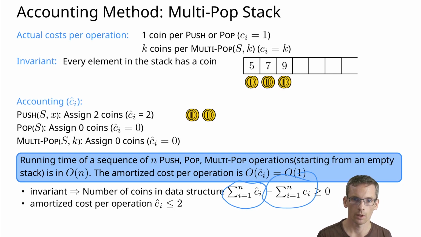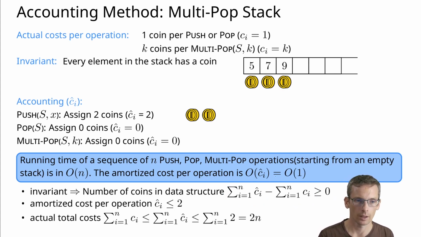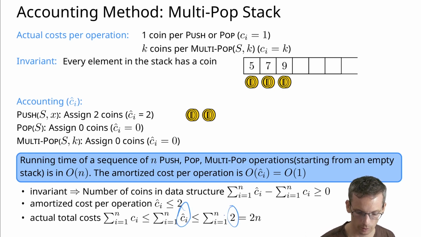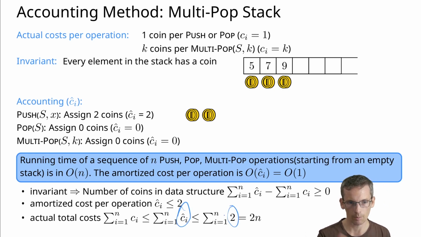Additionally, we know that the amortized costs are bounded by 2. I mean, they're 0 or 2, so they're bounded by 2. So if I put this together, the sum of the actual cost is bounded by the sum of the amortized cost, which I can bound by 2. Then I have a sum over n 2's, which is 2n. So I know that the sum of the actual cost is bounded by 2n. So that was, in very short, how we do amortized analysis with the accounting method.